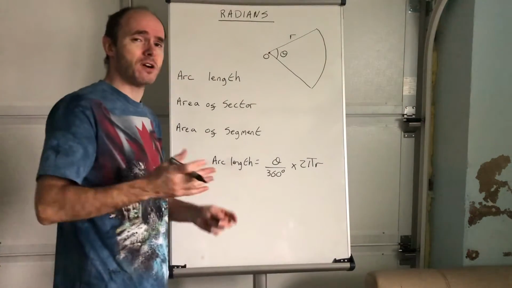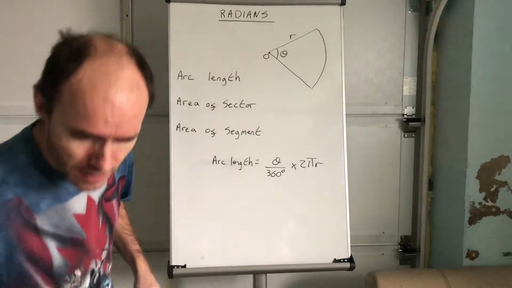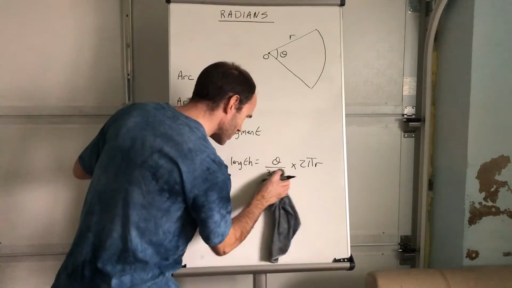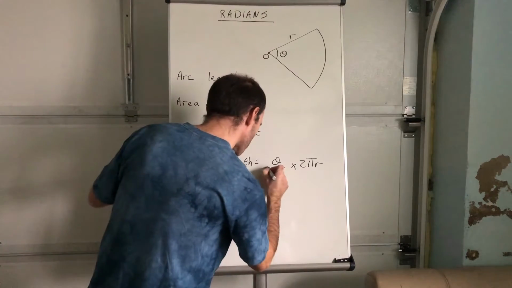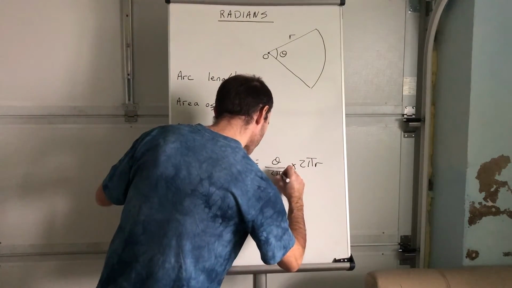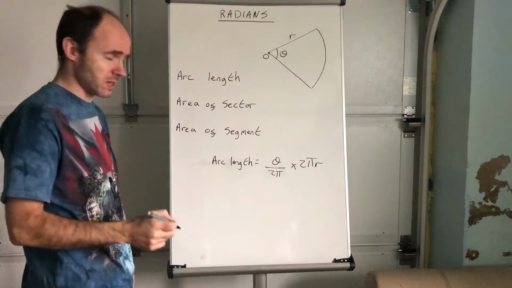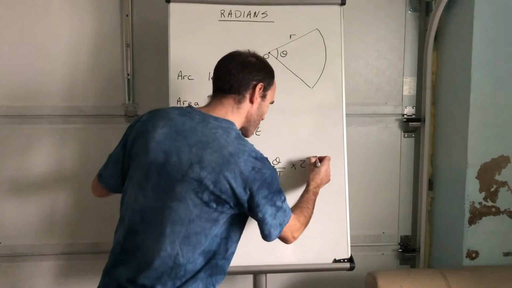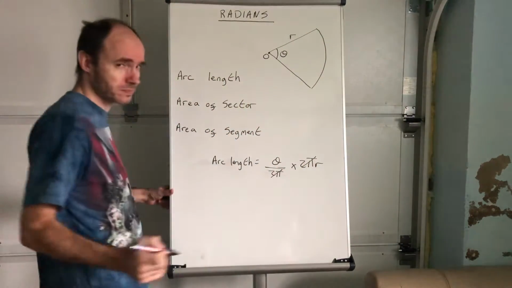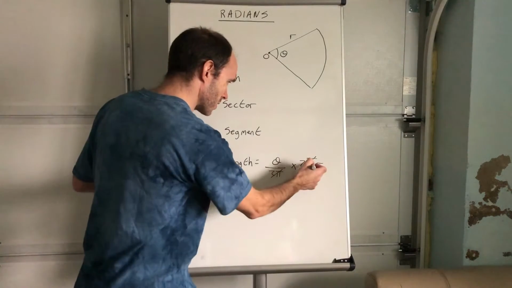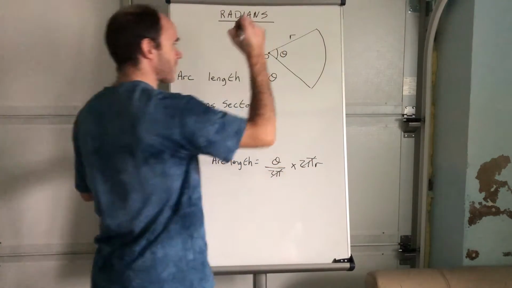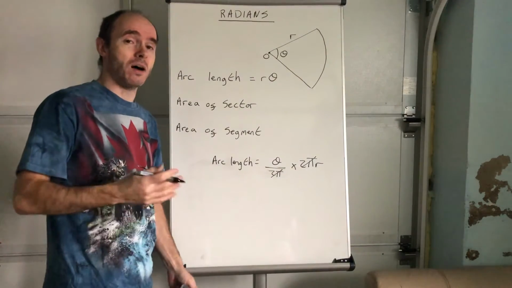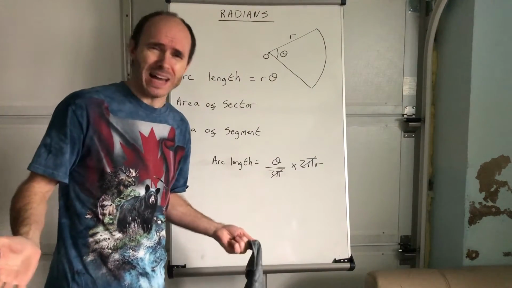Now, using our conversion between degrees and radians, if you recall, 360 degrees is the same as 2 pi radians. So I'm just going to rewrite that as theta over 2 pi times 2 pi r. Notice how the 2 pi there and there can cancel, and you're just left with theta multiplied by r. And that is our formula using radians. It's just r multiplied by theta. How simple is that?